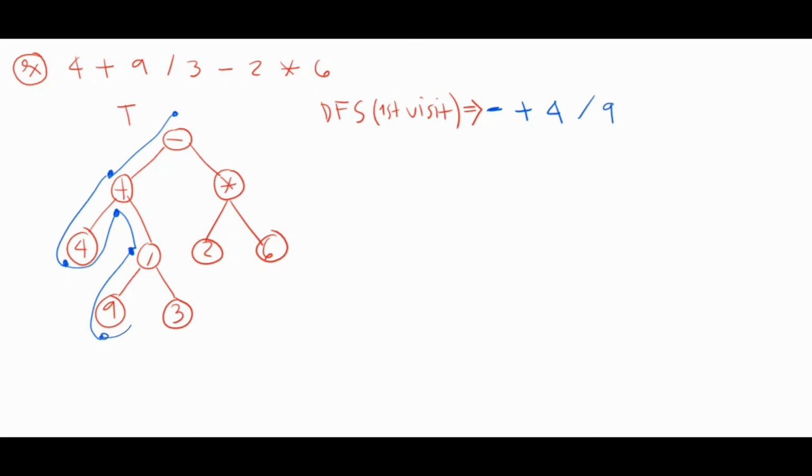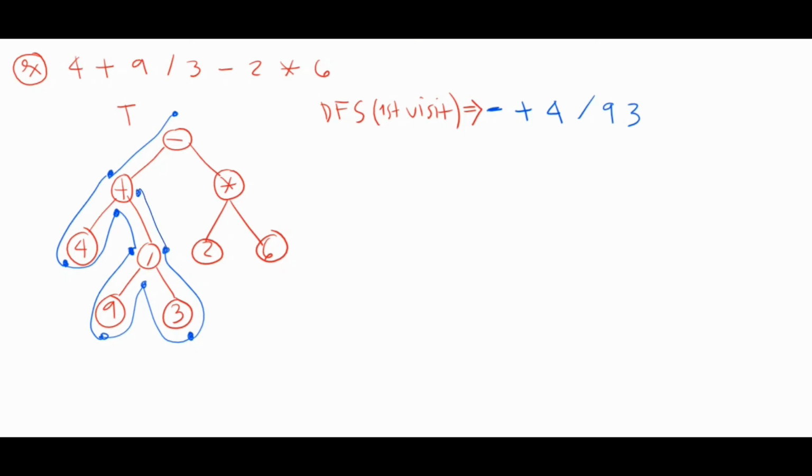And then we go up, backtrack. This is our second visit to division, and we don't list it there in the list. And we move down. This is our first visit to 3, so we list 3 here. And we move up. This is our third and last visit of division, so we don't list it.